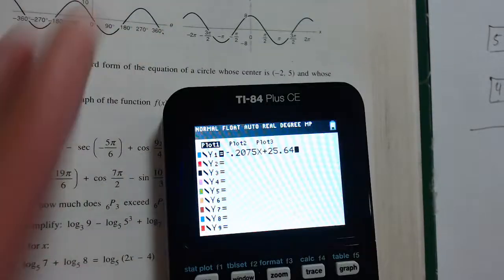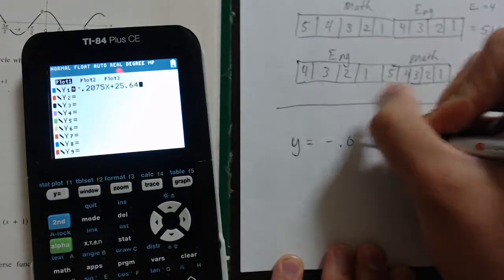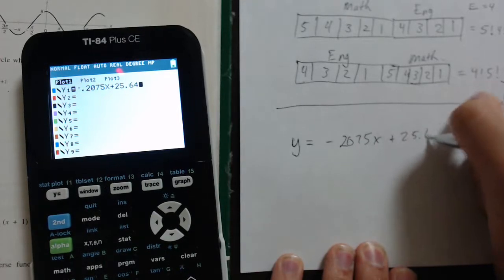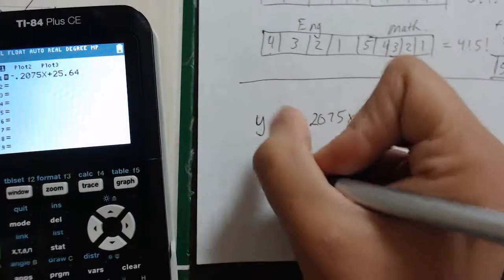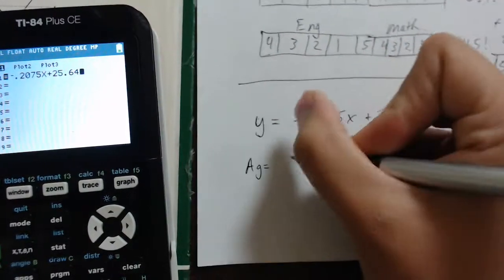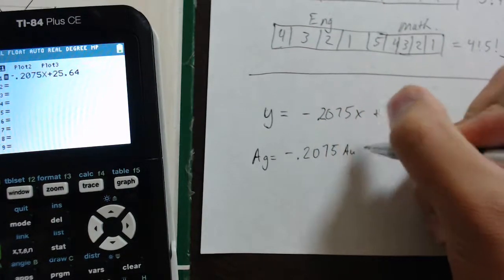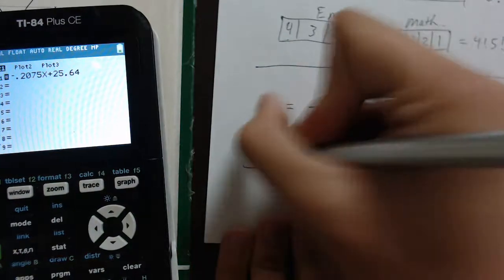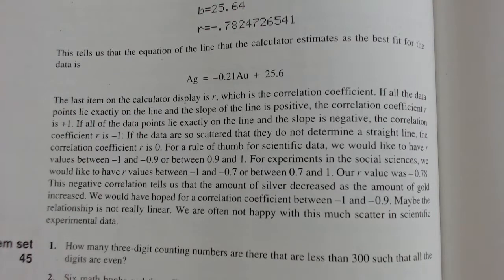And then our final answer for this problem is going to be, I'm going to pull that right off the calculator, y equals negative 0.2075x plus 25.64. Now remember, this equation was in terms of gold and silver. Silver was y, so we'll rewrite this as Ag equals negative 0.2075 Au for gold plus 25.64. That is our final answer. And if we look in the book, that is what they have, just rounded to the nearest hundredth.